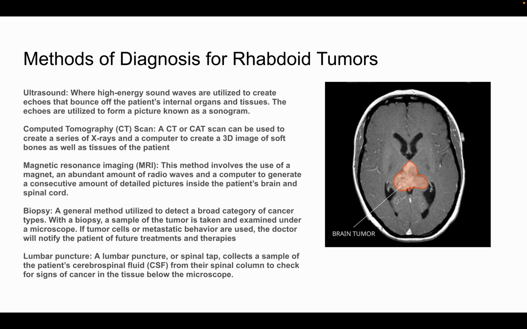If tumor cells or metastatic behavior are observed, the doctor will notify the patient of future treatments and therapies. Next up, we have the lumbar puncture. Now, a lumbar puncture or spinal tap is where the doctor collects a sample of the patient's cerebrospinal fluid, also known as the CSF, from their spinal column to check for signs of cancer. As you can see here, that is an example of a brain tumor or rhabdoid tumor under the microscope.